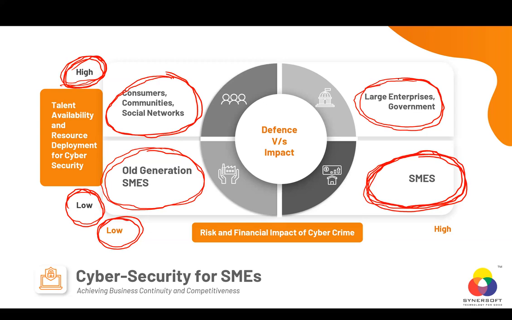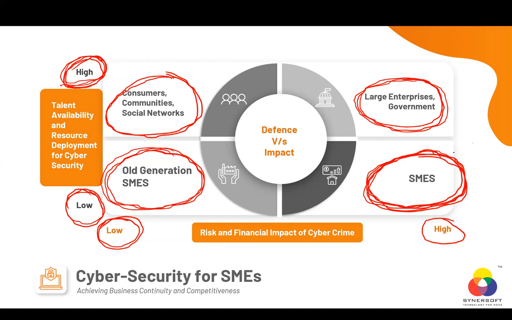So these large government enterprises are lying in high availability of talent and resource, as well as high risk and impact of the cybercrime. When we talk about old generation MSME, though they do not have talent availability, they are also low on risk and financial impact, because they cannot be the victim of cyber fraud because they have everything on paper yet. They have not adopted information technology. But when we talk about our SME fraternity, that impact is definitely high.